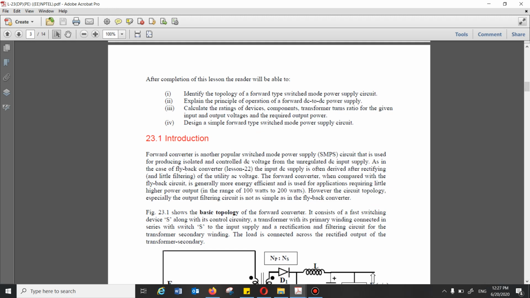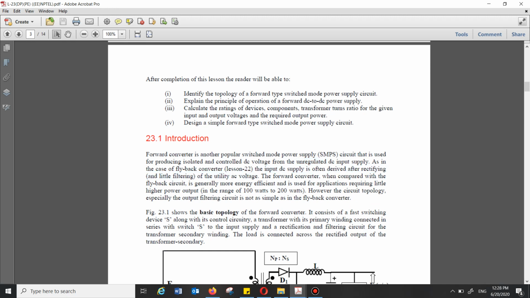What is a forward converter? A forward converter is another popular switch mode power supply, producing isolated and controlled DC output from unregulated DC supplies. Flyback we will discuss. What is the problem with the flyback? We will discuss it in the next lecture. The input DC is often derived after rectifying and a little filtering of utility AC.